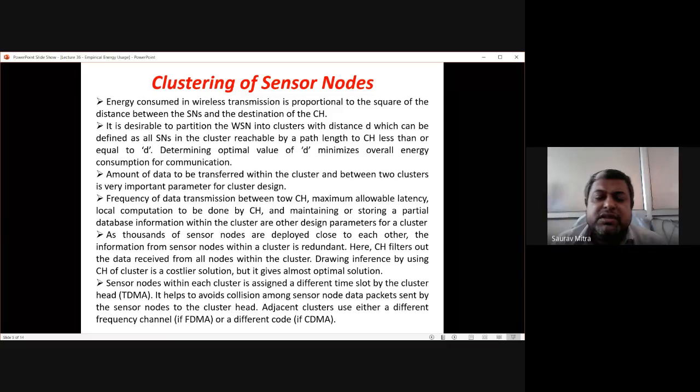So cluster means three or four simple nodes and one cluster head. As thousands of sensor nodes are deployed close to each other, the information from sensor nodes within a cluster is redundant. So this is what I had explained to you previously.